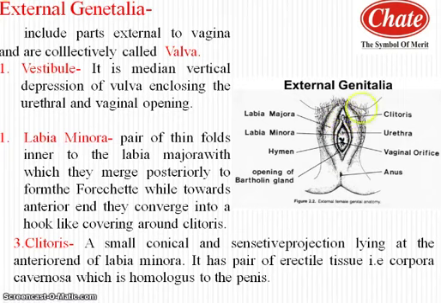Next, this part is termed the clitoris. Clitoris is a small conical sensitive projection lying at the anterior side of labia minora. It has a pair of erectile tissue, that is corpora cavernosa. In penis we also observe the corpora cavernosa. So clitoris is homologous to penis.